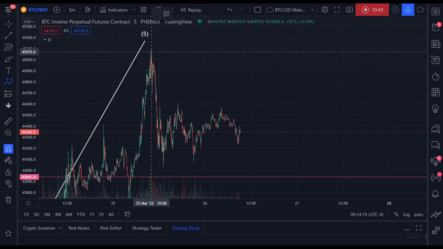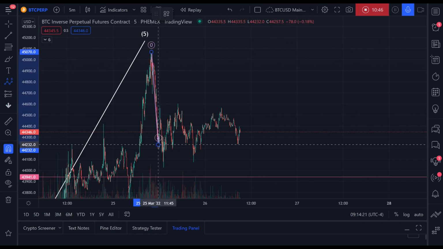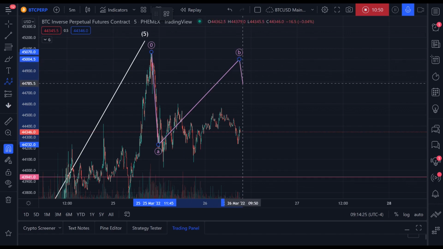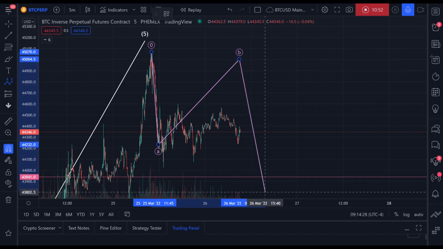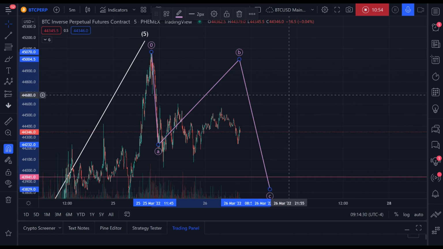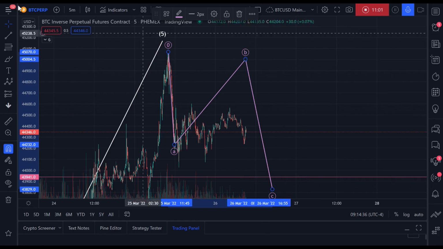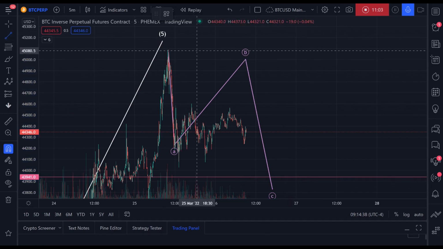Let's say that this is our A wave, right? And our B wave comes to around 45K. Now, what do we have after the B wave? Okay, we know that after B wave comes the C wave, but price doesn't just turn on a dime. We know we pivot. So once again, you're forming a new range, right?